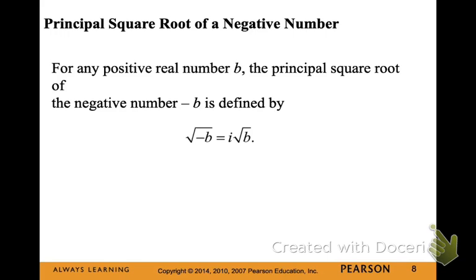Here's a term to remember, a principal square root of a negative number. For any positive real number b, the principal square root of the negative number, so negative b, is defined as i times the square root of b, because the square root of negative 1 is i. Notice that there is no negative sign out front of that term, and so the principal square root is the positive one.